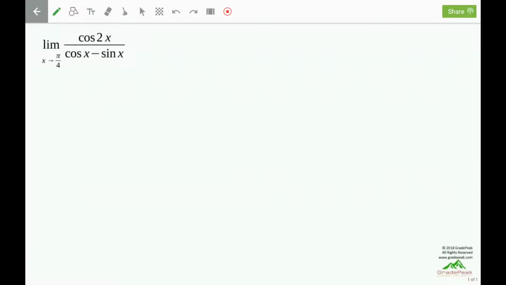Limit as x goes to pi over 4 of cosine 2x divided by cosine x minus sine x. The first thing we're going to do is try plugging pi over 4 in for each x. In the numerator, that'll give us cosine of 2 pi over 4. In the denominator, that'll give us cosine of pi over 4 minus the sine of pi over 4.